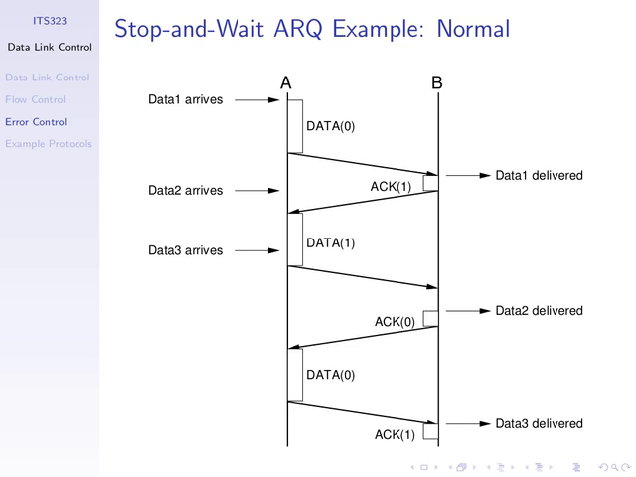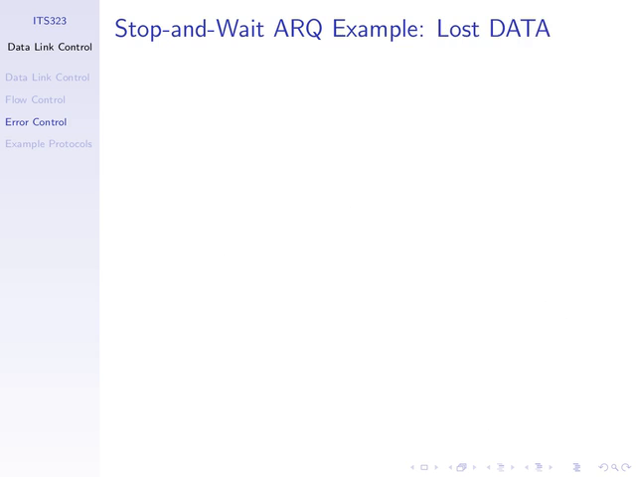Although it's not shown here, whenever A transmits data, you can think it starts a timer. And it has some maximum timeout interval. That is, we start the timer counting, and if it reaches the maximum value, we will retransmit. In this case, it did not reach the maximum value. All right, so now let's consider a more interesting case. What happens if there's an error? What happens if we lose data?